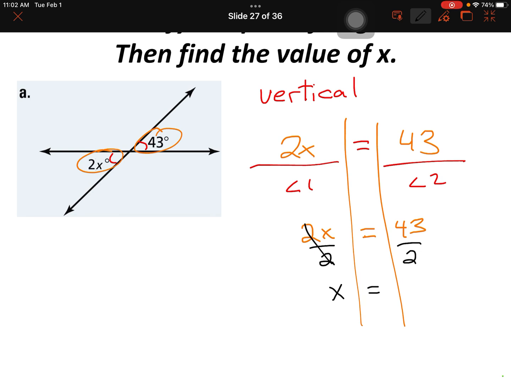Now, you may use your calculator, and you can get 21.5, or you could write it as an improper fraction and so on. But so x is 21.5. And those are vertical angles.